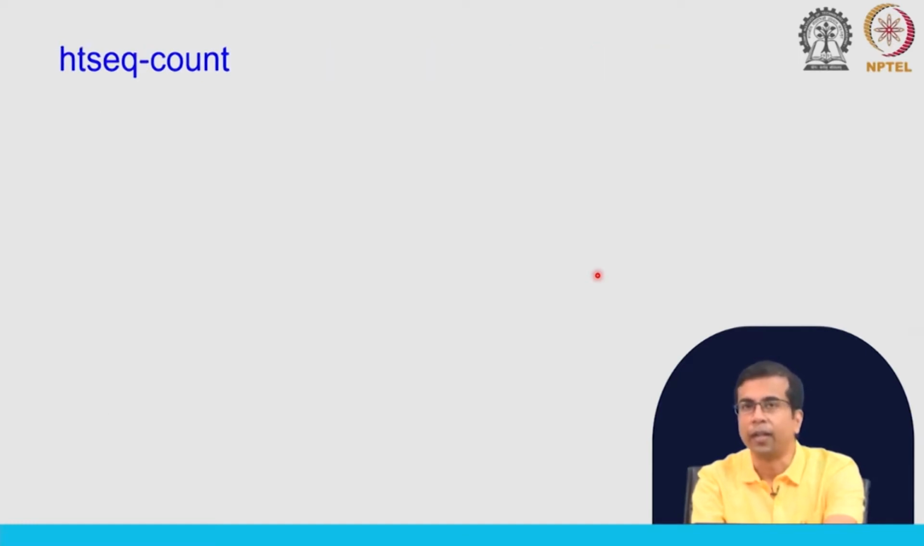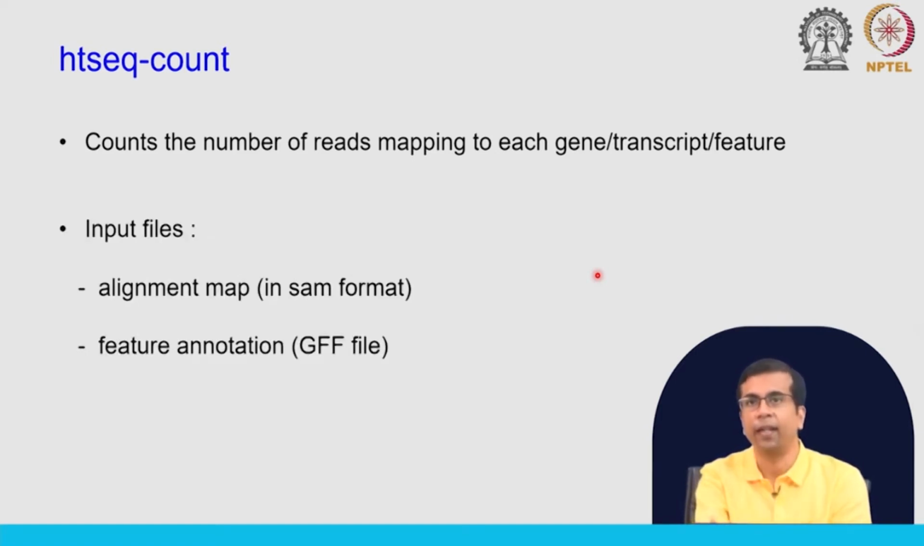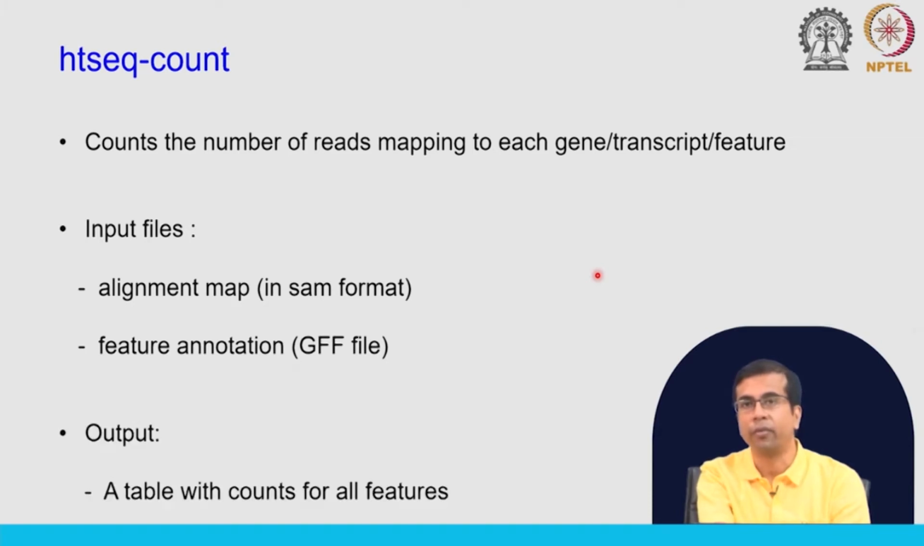Okay. So, HTSeq-count simply counts the number of reads that map to each gene, transcript or feature, right. This is the simplest of all the tools. It takes the alignment map and the feature file, and it will simply count how many reads map to each gene, transcript or feature. Okay. So, these are the input files: the alignment map in SAM format, and you can give the feature annotation, which is a GFF file or GTF file, and the output you will get is a table with counts for all features. Okay. So, this is a very simple process, we just simply count.